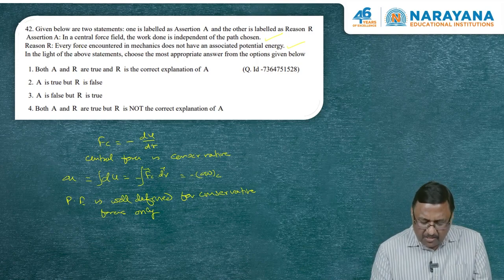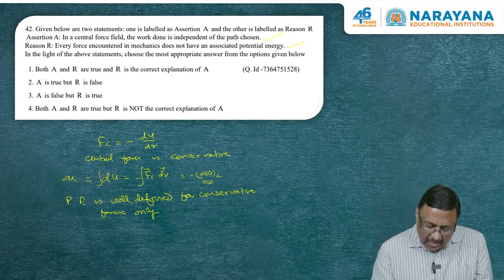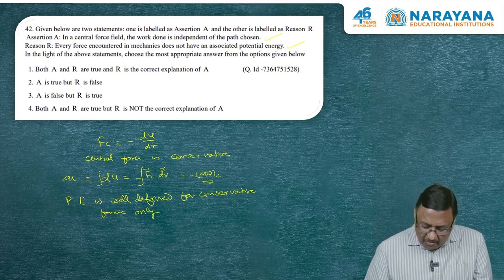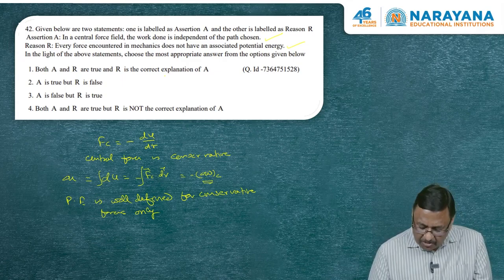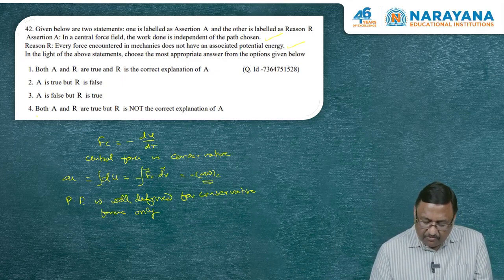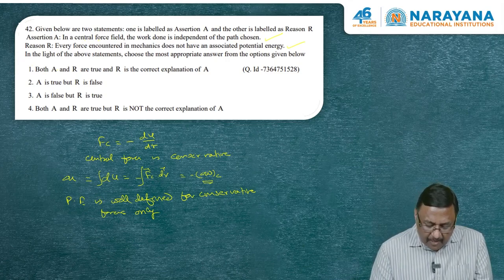Obviously, here we are writing potential energy, but I'm talking about work done by a conservative force. A is correct, R is correct, but it does not mean R is explaining A. So both A and R are true and R is not the correct explanation, because this is a definition of a conservative force. It is simply defined by conservative force, not because of the central force. If it had said conservative force here, then we could say yes, both may be correct and it will be explaining that also. But both A and R are true, and R is not the correct explanation.